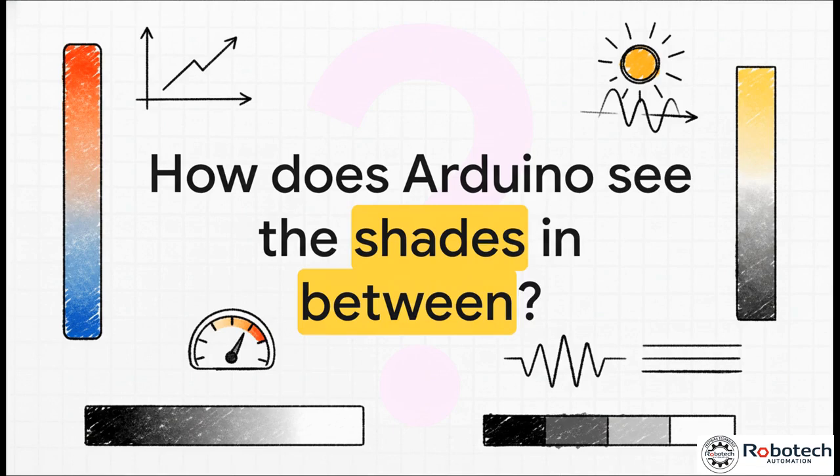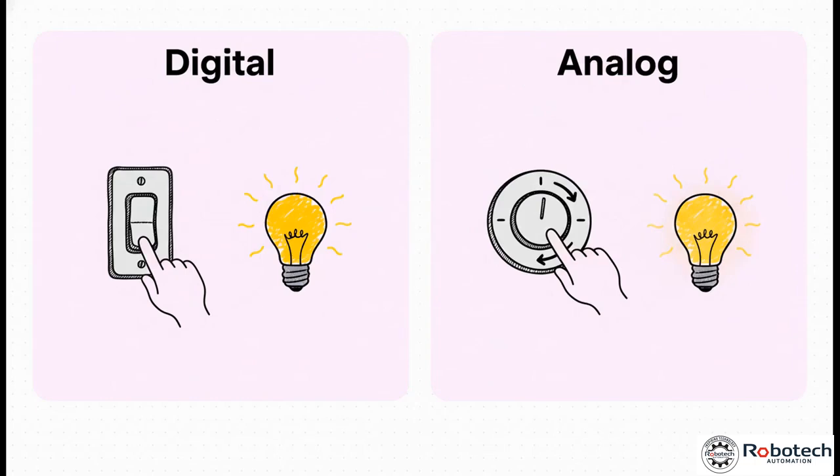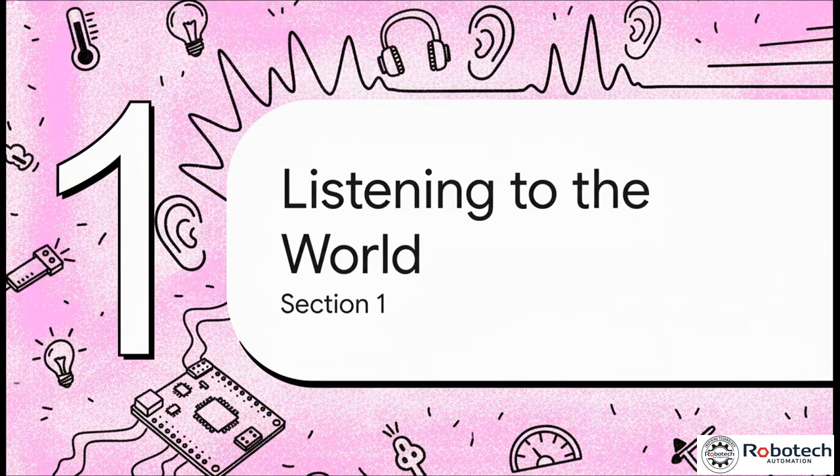So how does a computer, which pretty much only thinks in black and white, even begin to understand that whole spectrum? Here's the best way to picture it. The digital world is like a simple light switch. It's either completely on or completely off. That's it. But the analog world, that's a dimmer dial. You've got this whole beautiful range of possibilities, from totally off to just a little bit dim to brilliantly bright, and every single tiny step in between. Okay, let's dive right in.